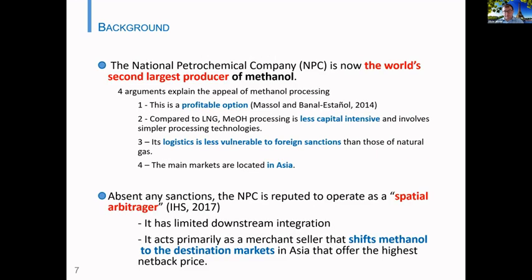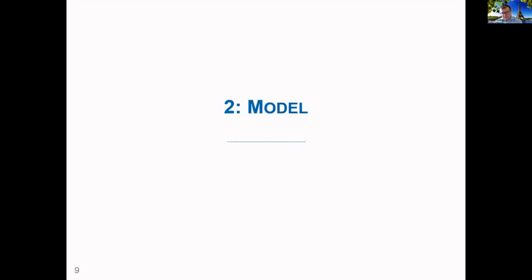And so a question of interest is whether we can see signs of this trade deflection from Iran in the prices at destination. A good way to look at this is that usually the National Petrochemical Company of Iran is reputed to operate as a spatial arbitrageur, meaning that it ships petrochemicals to the various destination markets. Absent any sanction, this company is reputed to be the glue that unifies the market and creates a unified price signal all over the world. And nowadays, it's not so much the case.